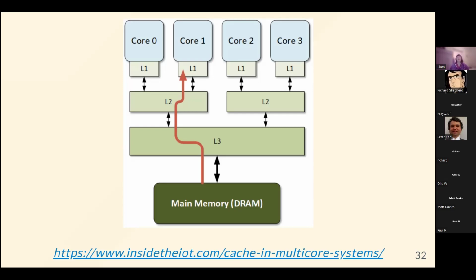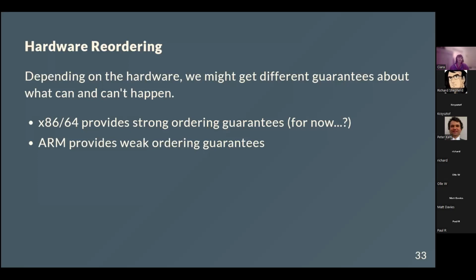And what's more, until we got atomics, we had no way to communicate what we were even trying to do or what was necessary for those updates. So as I mentioned, depending on the hardware, we get different guarantees about what can and can't happen.